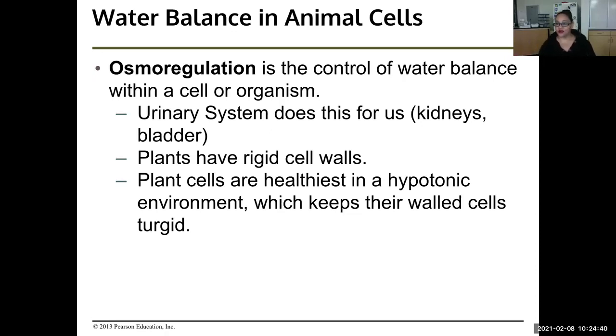Plants have rigid cell walls made of a lot of wax that will keep water in. Plants like water, they want extra water, just in case there's a drought. Plant cells are healthiest in a hypotonic environment. They want more water than solutes. It keeps their walled cells turgid. This is another word for stiff. When plants start wilting, so you know they don't have enough water, that is the opposite.